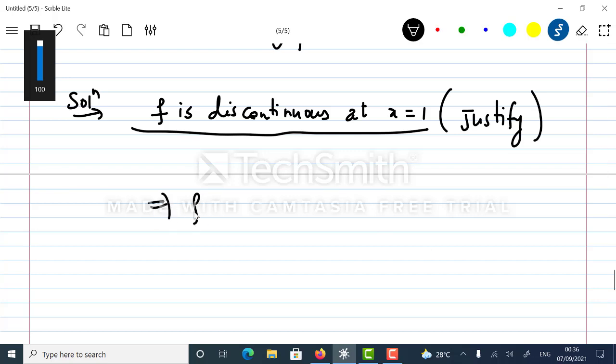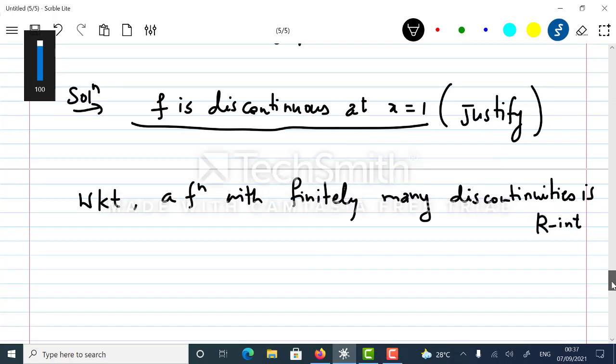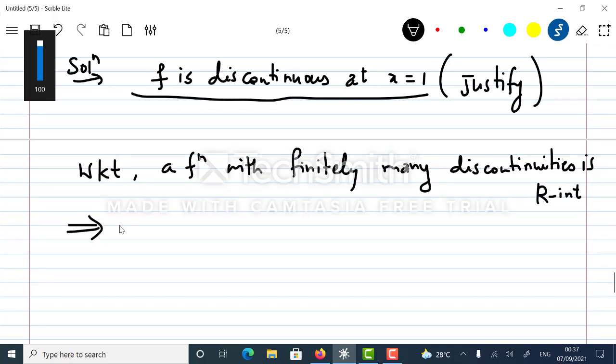So this implies, and we know that a function with finitely many discontinuities is R integrable. So this would imply f is R integrable.